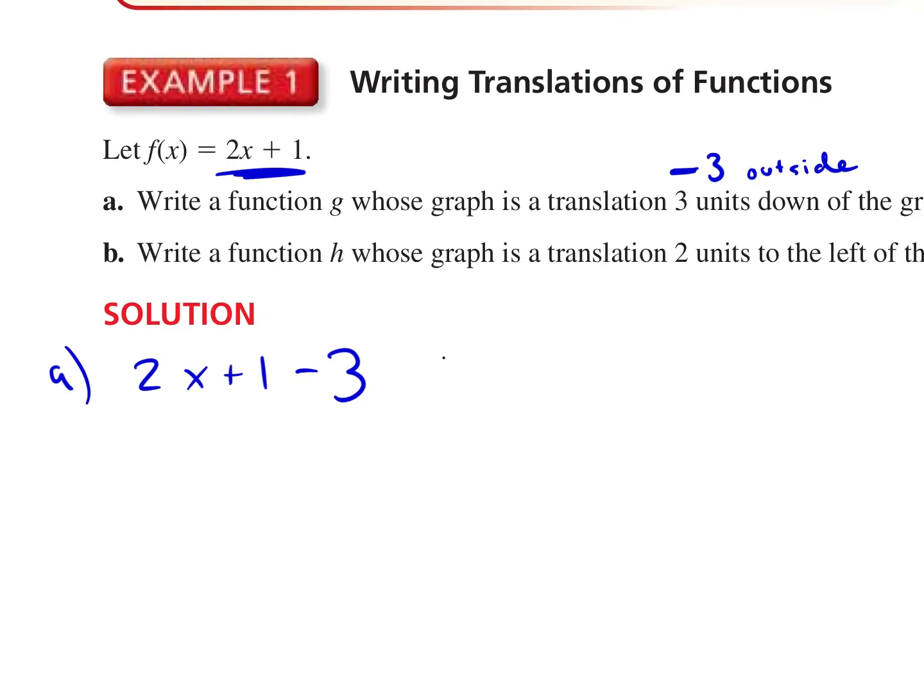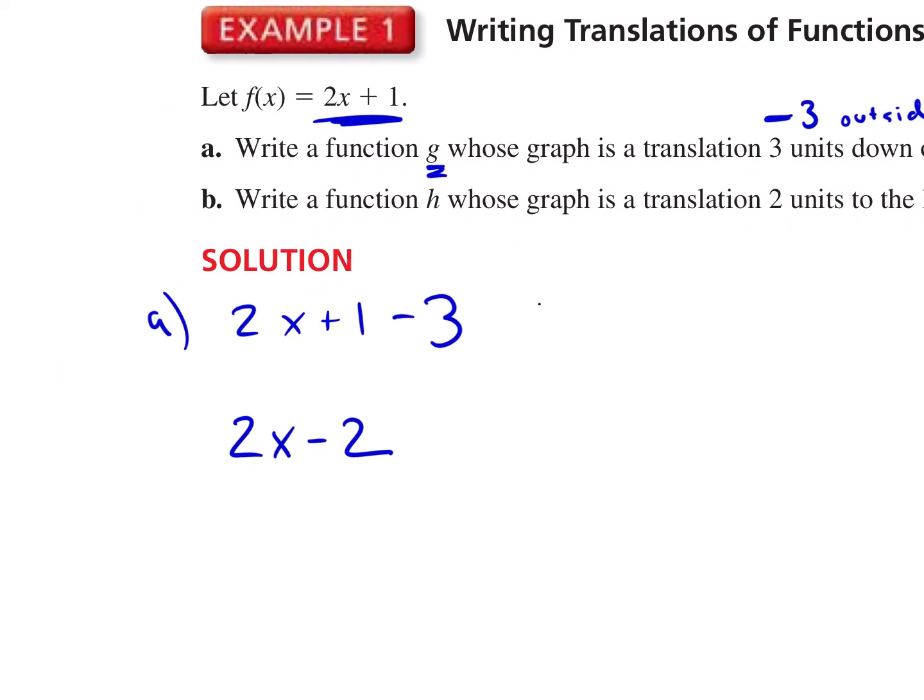Can I simplify? So what's 1 minus 3? Negative 2. And then last thing is that it tells me it's a function g, so I just have to name my function, so I would just say g of x. So you can't just have an expression without an equal sign, you have to put that equals g of x. So I think all the homework ones tell you to name it g, but some of the ones in the notes will tell you to name it h.